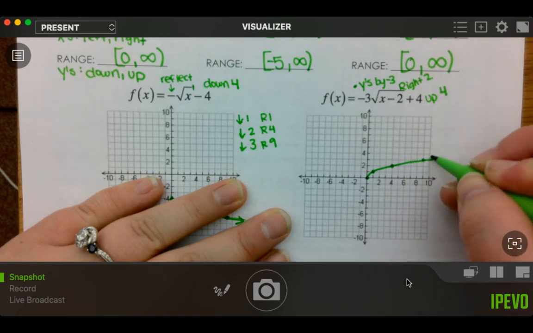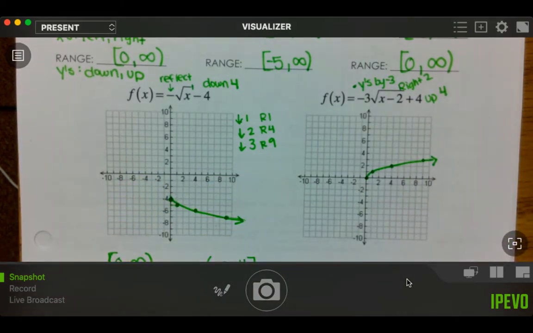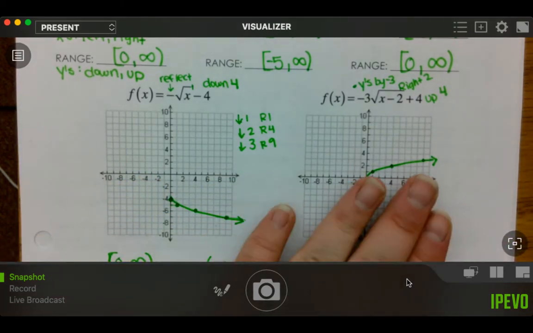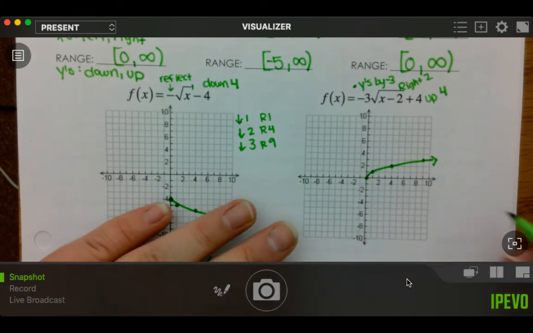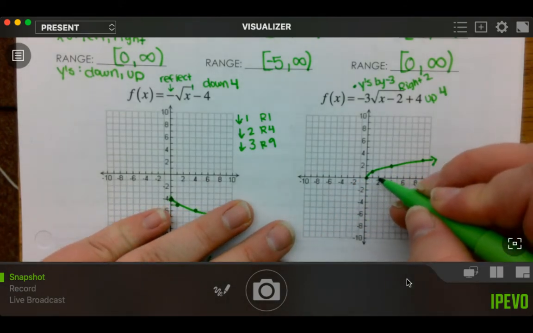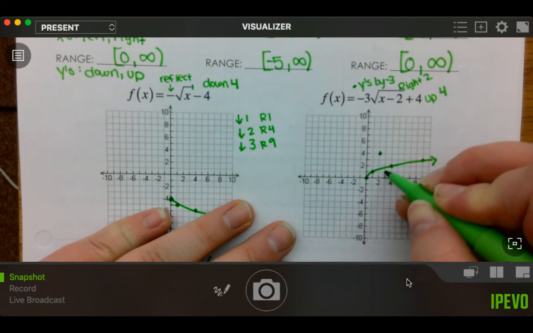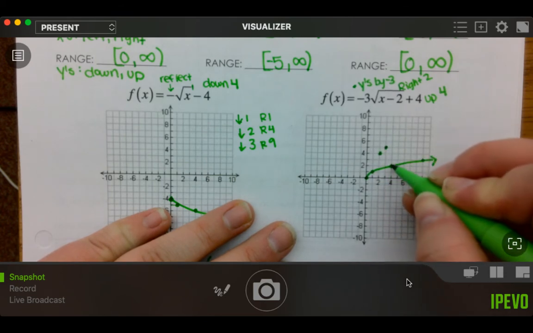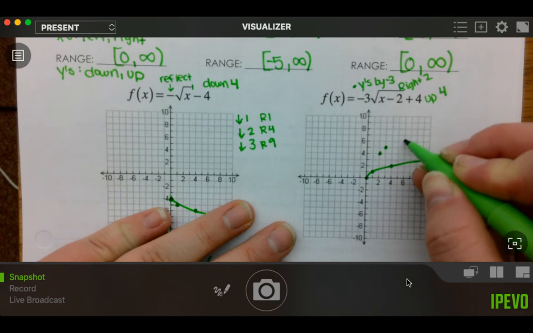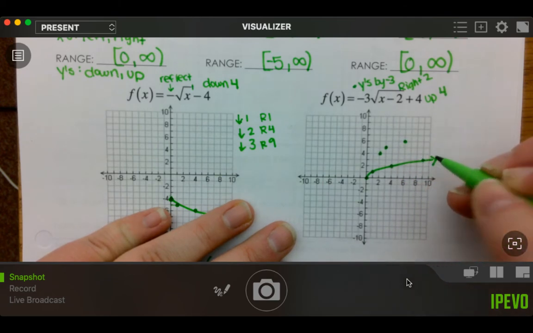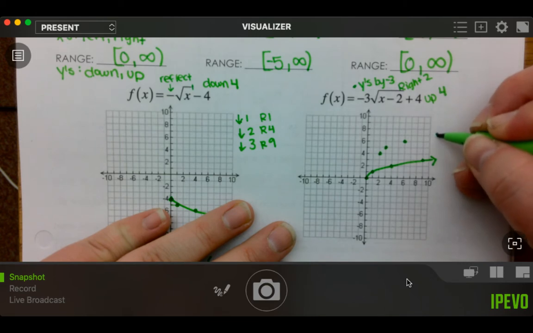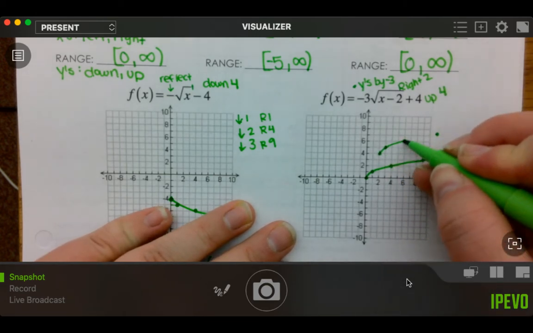You do not have to do this part with me. In fact, it may be easiest just to wait a second. This is the original function. And then I'm going to move everything right 2 up 4. Right 2 up 4. Right 2 up 4. Right 2 goes slightly off my graph, but I'm still going to use it, up 4. Like that.